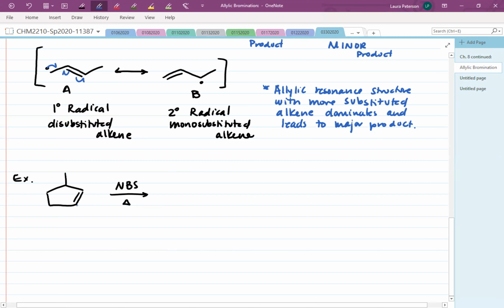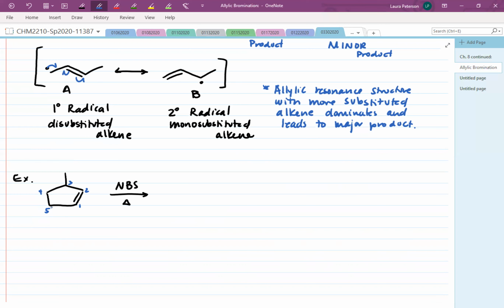Okay, so again, let's first count our carbons so that we can talk about them. Which carbons are my allylic positions? Hopefully you said carbon 5 and carbon 3. Are they the same or are they different? Are they distinguishable from one another? They are, right? Carbon 3 has a methyl group and carbon 5 does not. So carbon 3 and carbon 5 are different allylic positions.